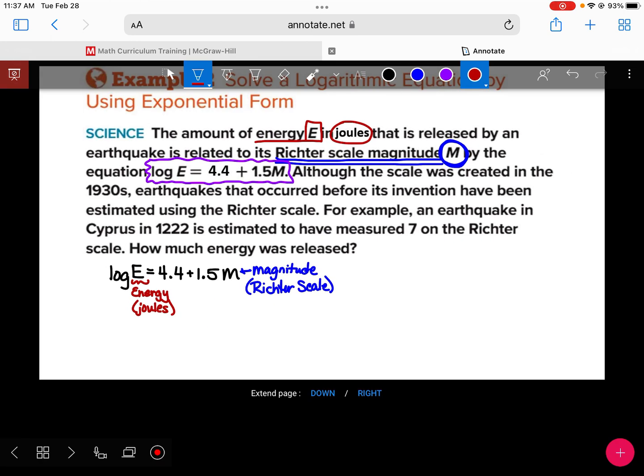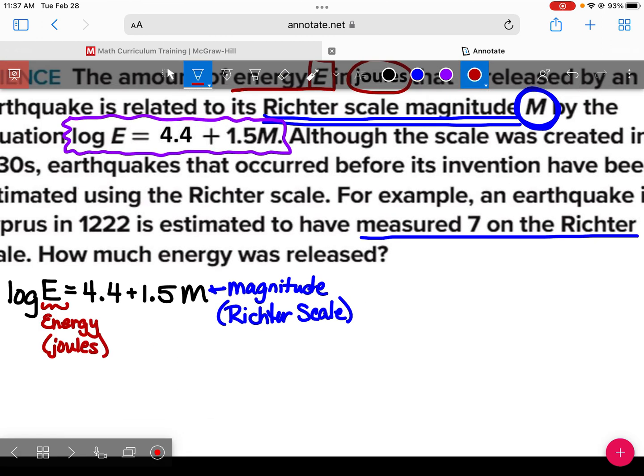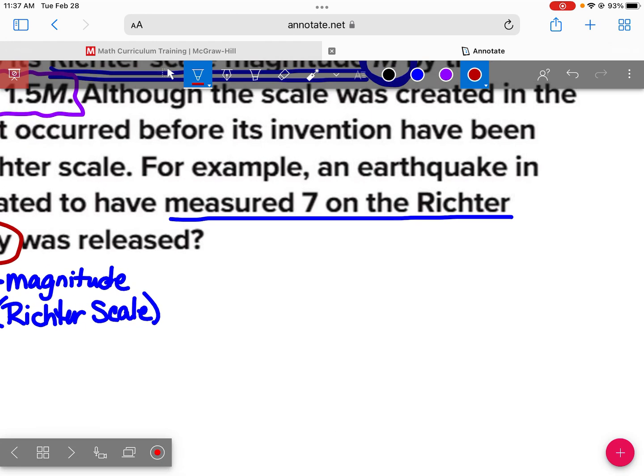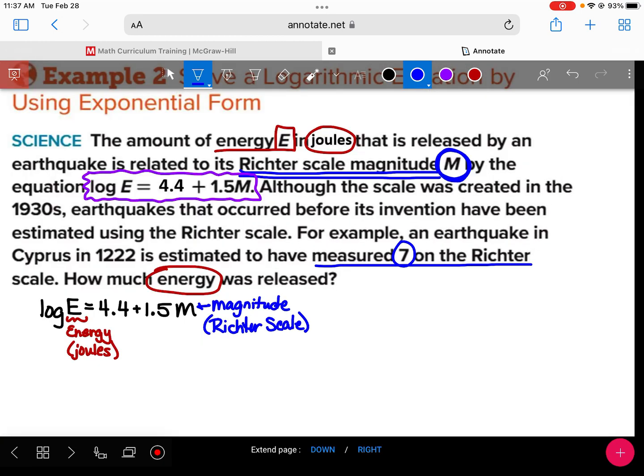This scale, the Richter scale, wasn't created until the 1930s, but earthquakes that happened before its invention have been estimated using the Richter scale. For example, an earthquake in Cyprus that happened in the year 1222 is estimated to have measured 7 on the Richter scale. We want to know how much energy was released. So what am I going to do with that 7? Where would I put the 7?